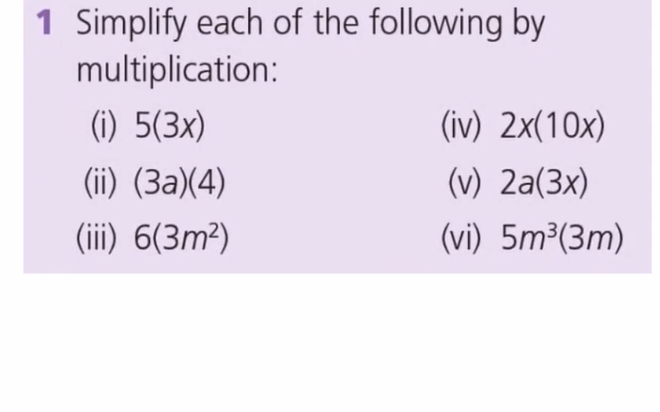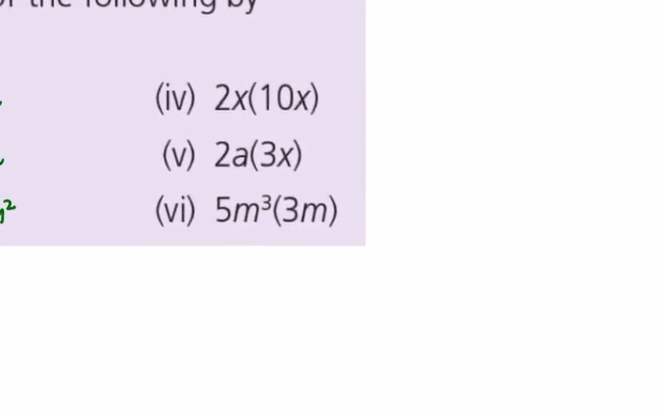5 multiplied by 3x. So all pluses. So the answer is going to be, I'm going to put a sign in here till we get used to them. Plus 5 by 3 is 15. And then we just have x. 3 by 4 is 12. And we just have an a. 6 by 3 is 18. And we have m squared. So there's no letters multiplying in these. But there is a number 4.